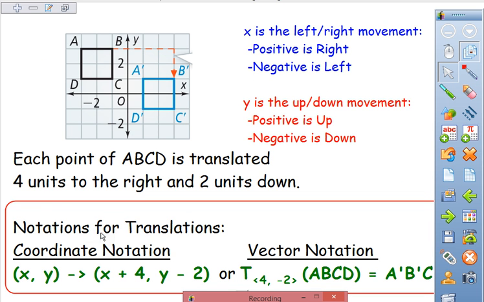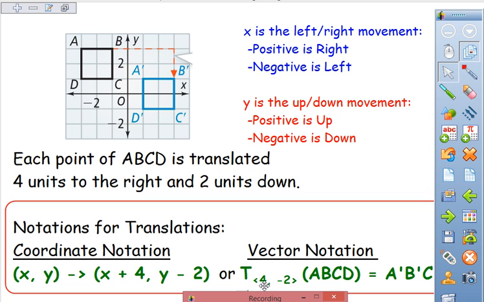So down here on the bottom in my red box are the notations for translations. You might want to add the words coordinate notation to that, where we write our notation in terms of coordinates from the coordinate plane. So point (x, y) is mapped onto (x + 4, y − 2). So we would move every point forward 4, and minus 2 would take us down 2 on the coordinate plane. So that is coordinate notation.